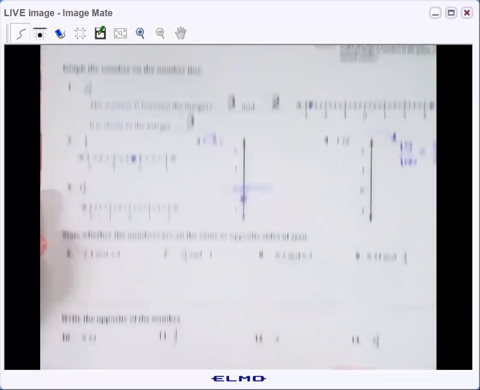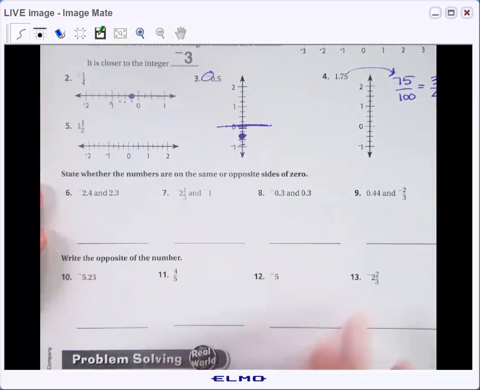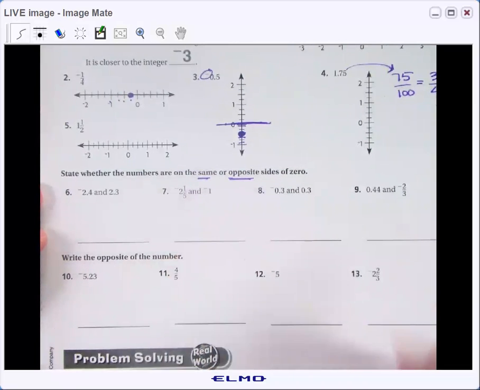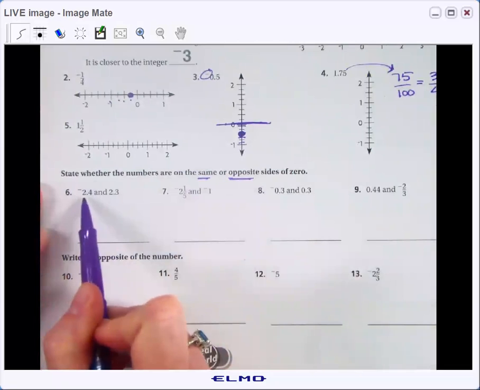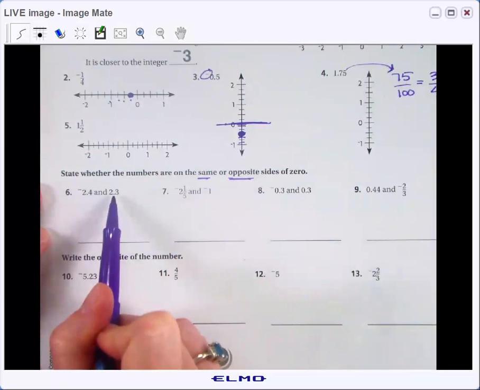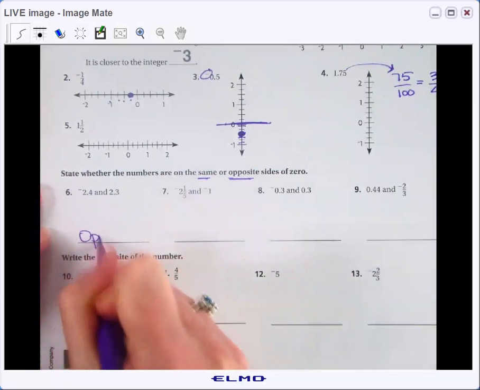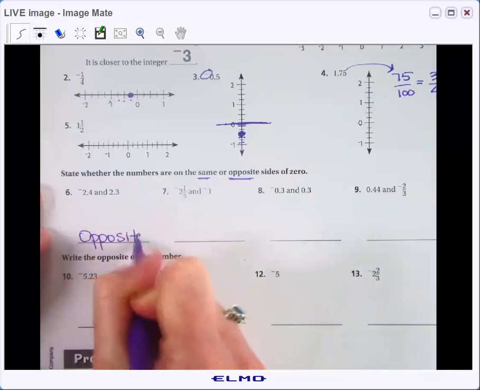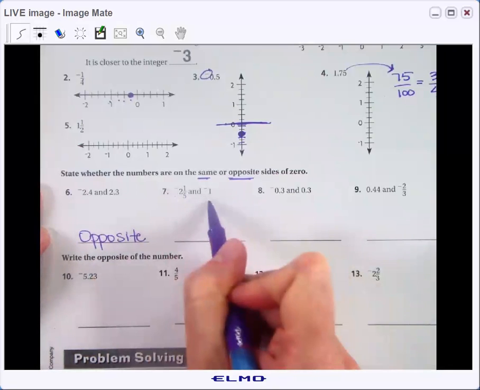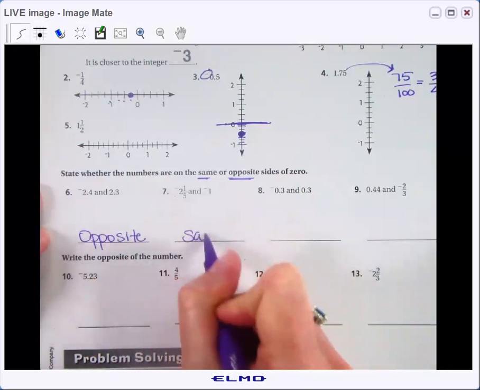I'm going to go over number 6 and 7 with you. We're going to state whether the numbers are on the same or the opposite sides of 0. So if we have a -2 and 4/10 and a +2 and 3/10, a negative and a positive, those are not on the same side of 0, so we write that they are opposite. Number 7, we have a -2 and 1/5 and a -1. They're both on the negative side, so they're on the same side of 0, and we write same.